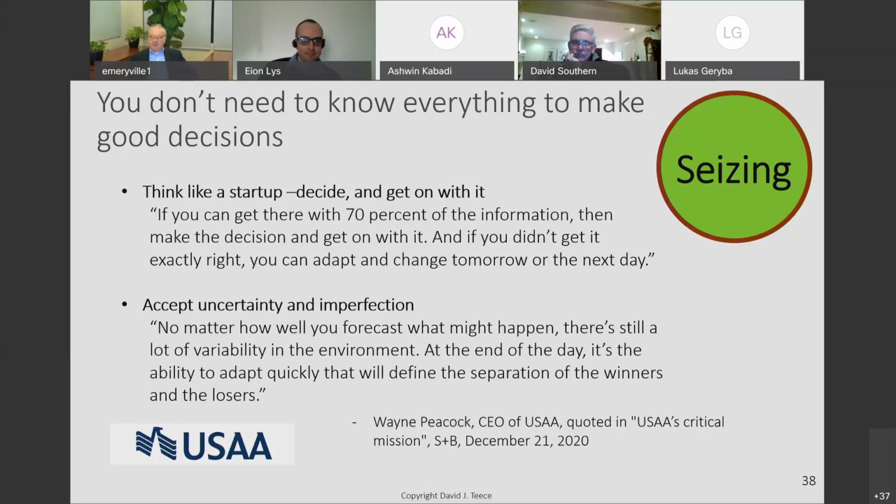And Wayne Peacock goes on to say, accept uncertainty and imperfection. No matter how well you forecast what might happen, there's still a lot of variability in the environment. At the end of the day, it's the ability to adapt quickly that will define the separation of the winners and the losers. So this is very much, of course, the Silicon Valley style of management. I'm not saying anything that people in Silicon Valley don't know. They all know this. They're not necessarily able to do it, but they all know it.